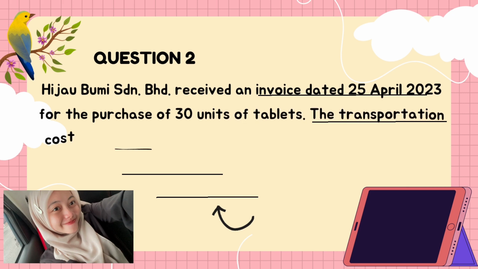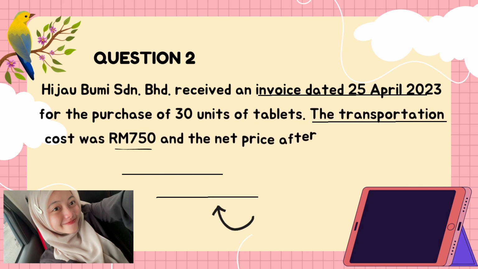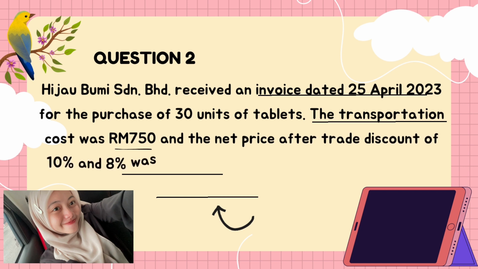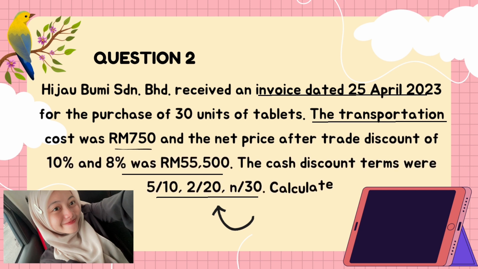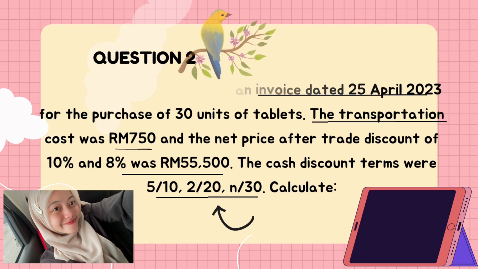Hijau Bumi Sendirian Berhad issued an invoice dated 25 April 2023 for the purchase of 30 units of tablet. The transportation cost was RM750 and the net price after trade discount of 10% and 8% was RM55,500. The cash discount terms were 5% of the net price may be deducted if the invoice is paid within 10 days of the date of the invoice, 2% if the invoice is paid between the 11 and 20 days, and the full amount must be paid by the 30 day.